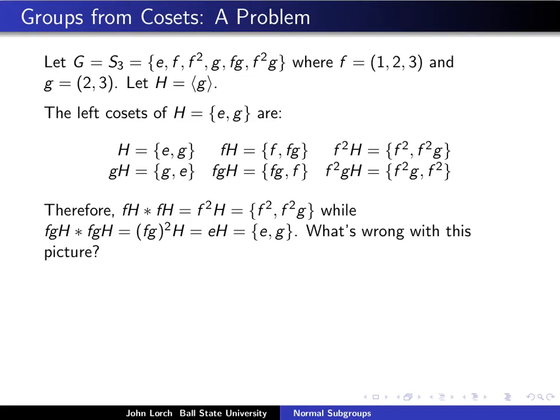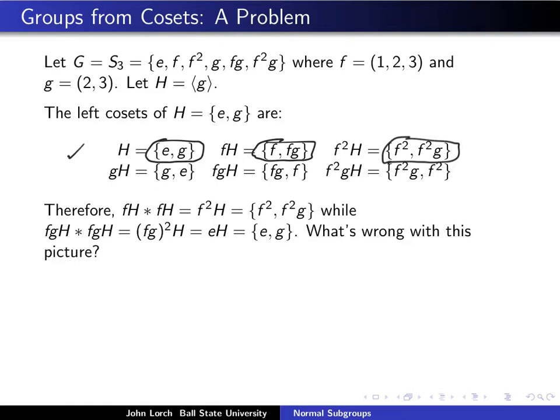Now, if you look at the left cosets of H in capital G, you can compute that you get this list right here. And in fact, the only three distinct left cosets are H itself, which consists of E and G, FH, which is F and FG, and F squared H, which is F squared and F squared G. We know that we have gotten all of them because their disjoint union is actually equal to all of the group.